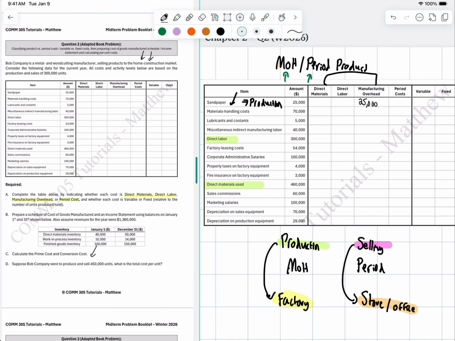That is manufacturing overhead. Okay, sandpaper, it's a production cost. It's not DM because it doesn't go on the end product itself, right? If we're selling metal and wood products, sandpaper is used to refine that material, right? It's not actually the material that goes on the end product, okay?